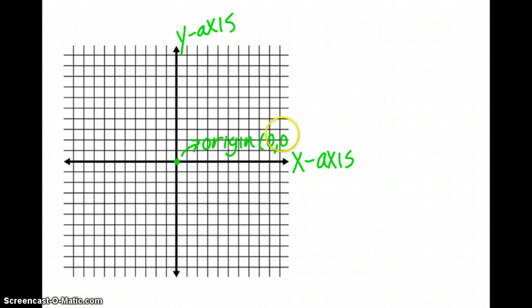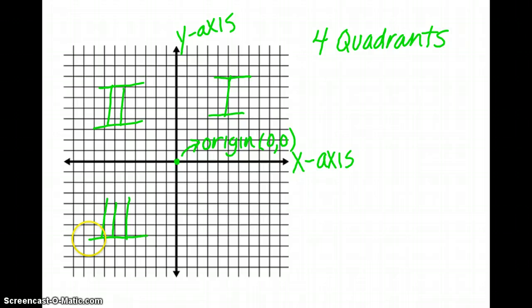And that actually has the coordinates 0, 0. Now, the x and the y axis, the way that they intersect, they kind of create four sections, which we call quadrants. Okay? So there are four quadrants of the coordinate plane. This is quadrant 1, quadrant 2, quadrant 3, and then finally quadrant 4. So it starts in the upper right, and then you move counterclockwise from there.